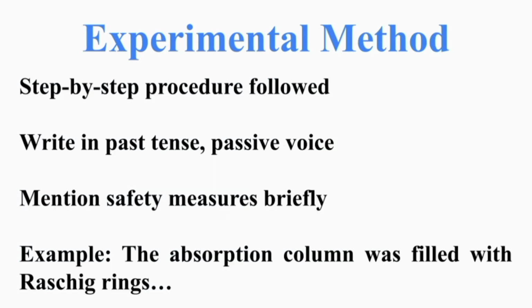Here we have the experimental method. Under there, you have step-by-step procedure that was followed during the experiment, and you make sure that this step-by-step procedure should be written in past tense or passive voice. For example, the absorption column was filled with Raschig rings. Then you can also mention some safety measures briefly.